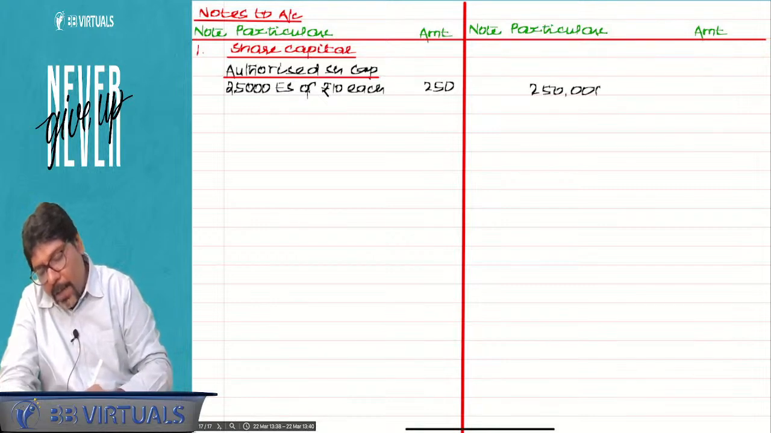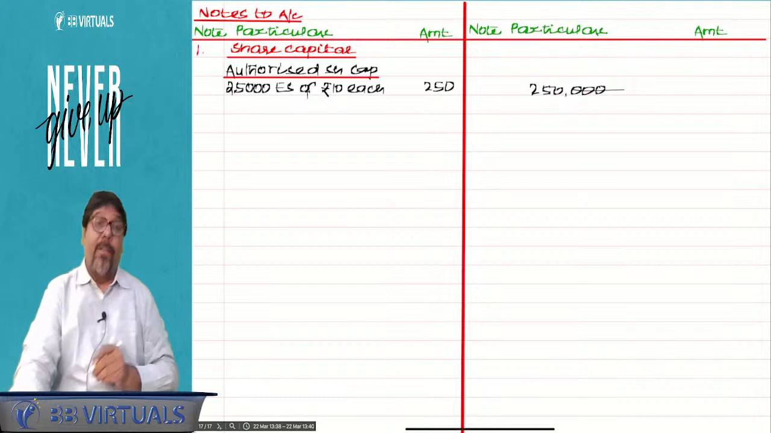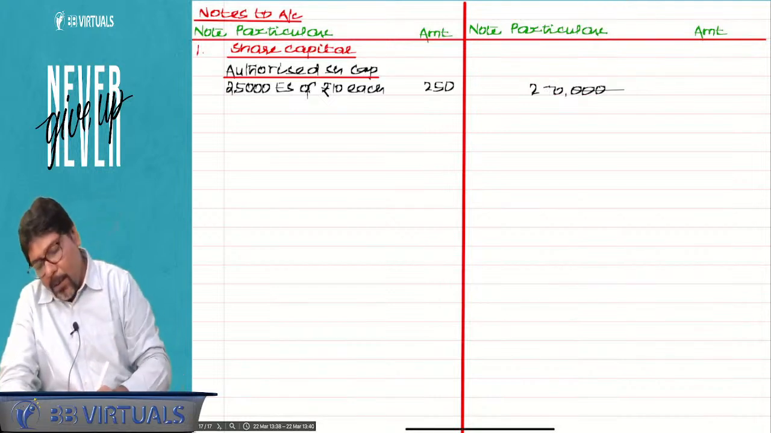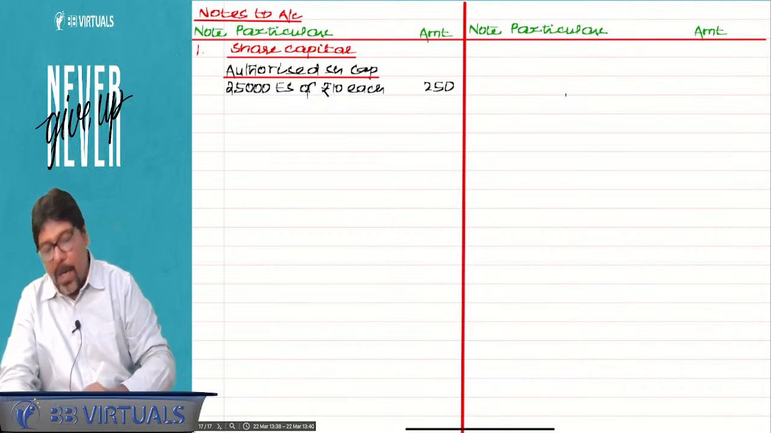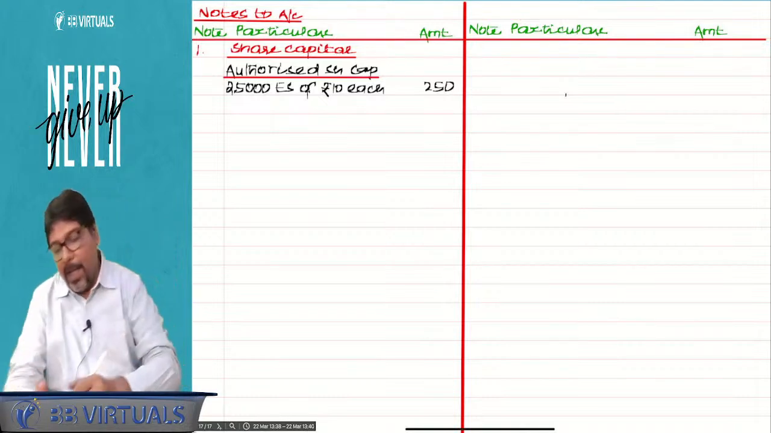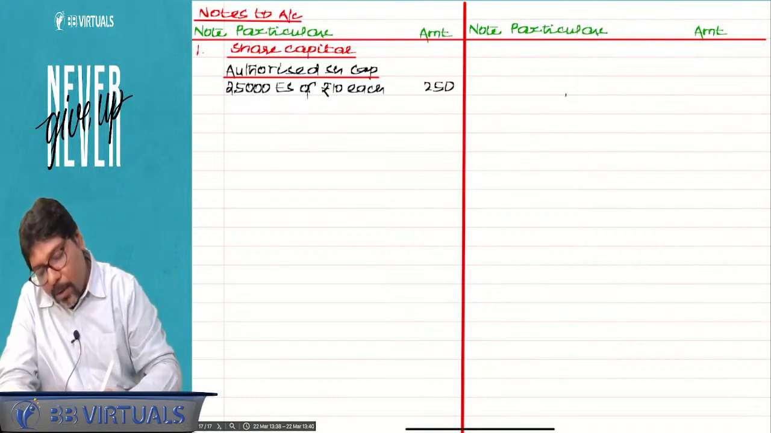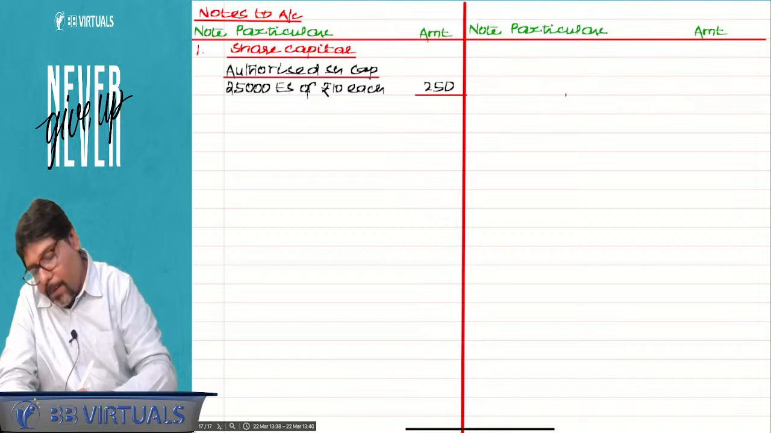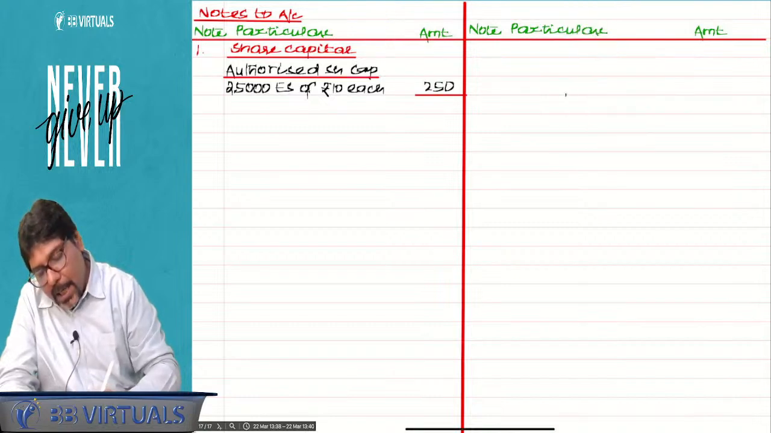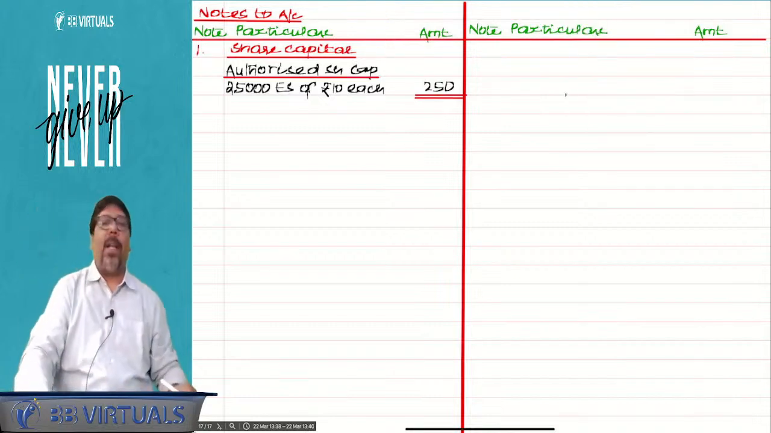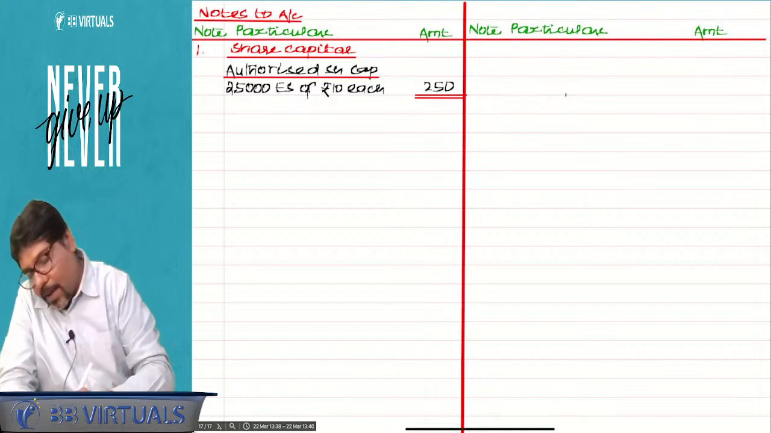2,50,000. We are writing figures in thousand. So 30 will go. We will write only 250. Now, chartered, tell me, is authorized capital a part of share capital? No, no. In your 12th standard, your madam would have taught. Draw double line and close authorized capital. Yes or no? Yes, sir.